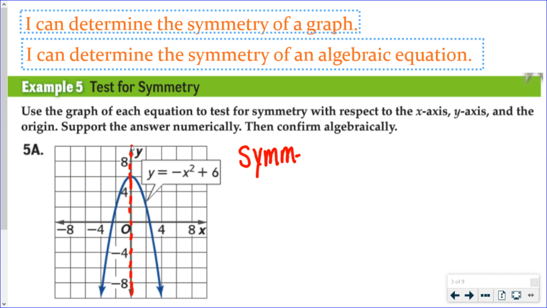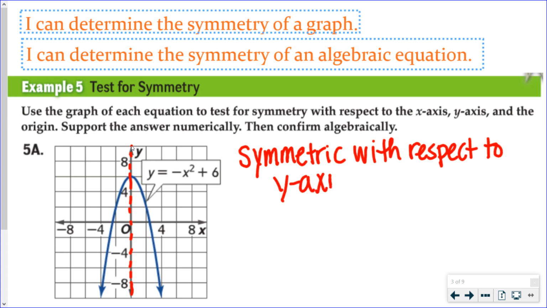So symmetric with respect to y. You might also hear me say symmetric about the y-axis. And then if we want to test that, whatever point I have over here, the x value should be negative over here. So if we look at this point, it is (2, 2). If I change this and make that a negative 2, I should end up over here, which we do.